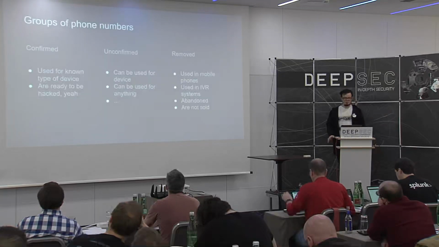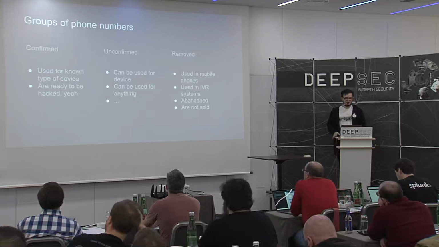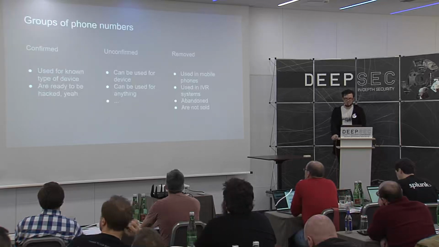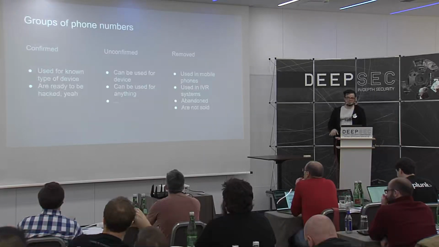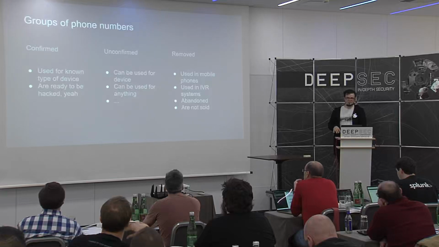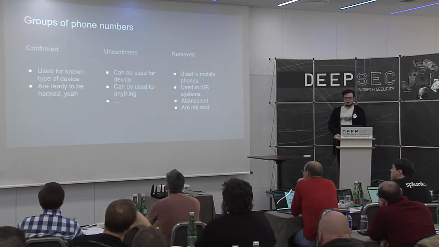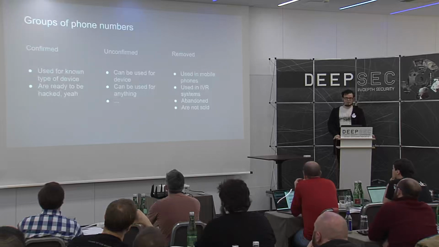So, we will use a small classification. We will have the confirmed, unconfirmed, and remote phone numbers. When we know that this phone number is used for a device, we will put it in the first group. It means that, okay, we will have the numbers in the first group, and we can just make a call and hack it. Or we can send an SMS and hack it. Also, we have some numbers. Usually it is the biggest group.